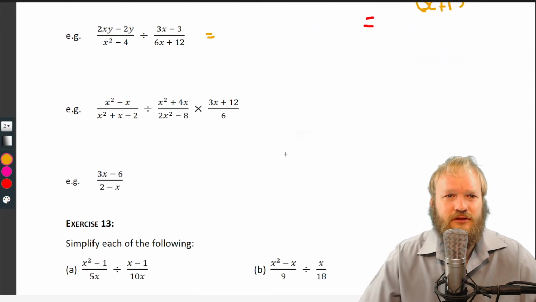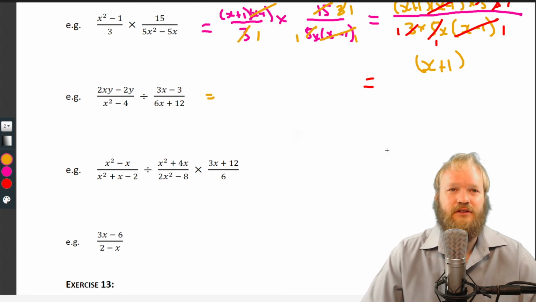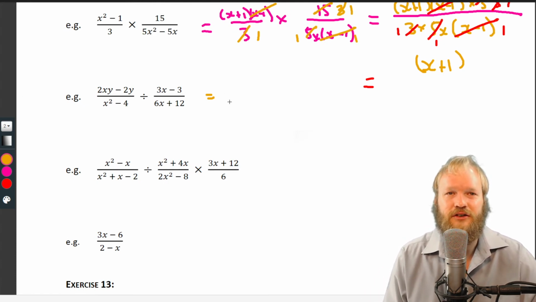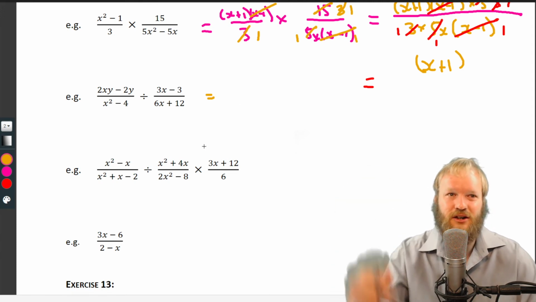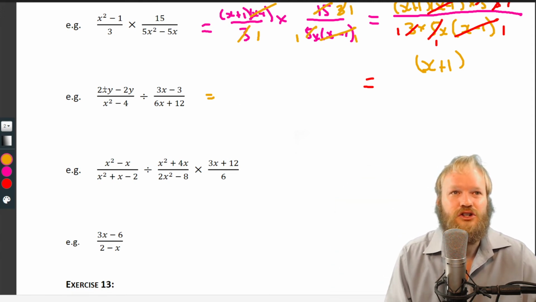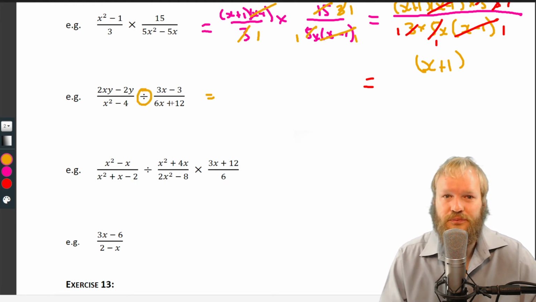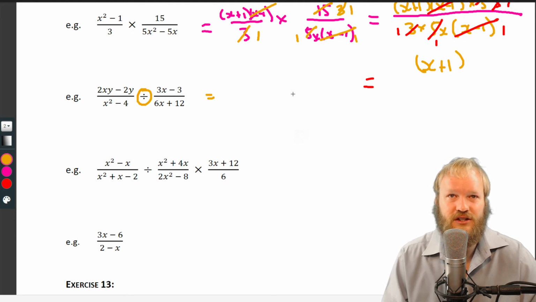And maybe for the sake of the video, and you can come back with questions, let's just look at the first few steps and not tediously go through the whole thing. 2xy minus 2y, x squared minus 4, 3x minus 3, 6x plus 12. To deal with this divide sign, what are we going to do? Well, we're going to tip in times. So we're going to change that to a times, and we're going to tip that one.